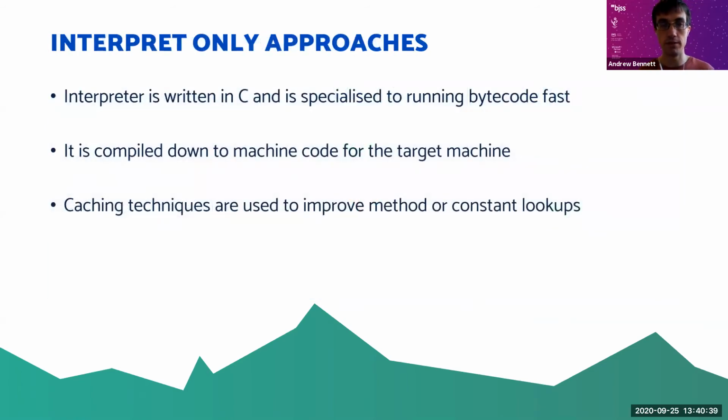The first approach to dealing with dynamic languages is to interpret them, with a bytecode interpreter. We write the interpreter for the bytecode in C, for example, because it's quick, and we use C techniques and C tricks to make that really quick. We compile the interpreter for the machine we want to run our dynamic language on, and it's really fast. This approach is used by things like CPython and Ruby. These still need caching techniques to improve constant method lookup. To know where a method might be at a certain point when you run the program, we need to have a cache or hash to work out where the method is.